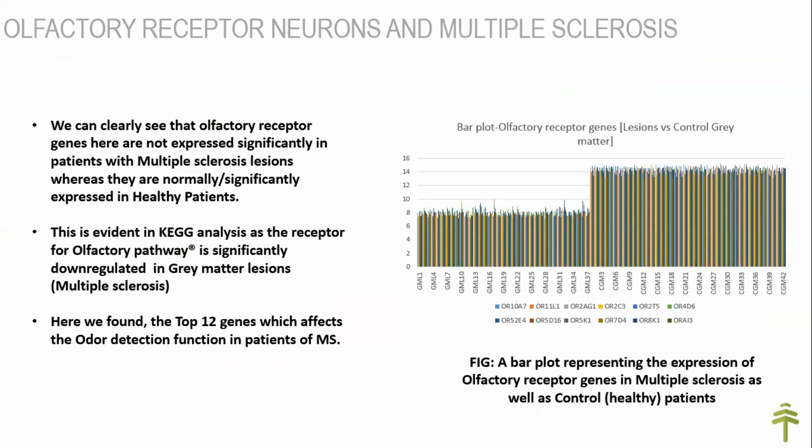After that, I had to make associations. The possible association I could make was between the downregulation of olfactory receptor proteins and multiple sclerosis. So out of the significant genes expressed, I picked out the genes which were responsible for olfaction, that is OR genes, and I plotted a bar plot comparing gray matter lesions with control gray matter. In the bar plot, it is quite evident that in lesions, these genes are downregulated as compared to the control. These were the top 12 genes.